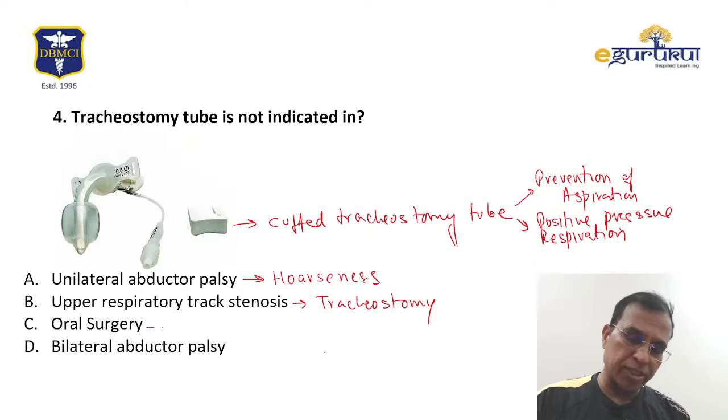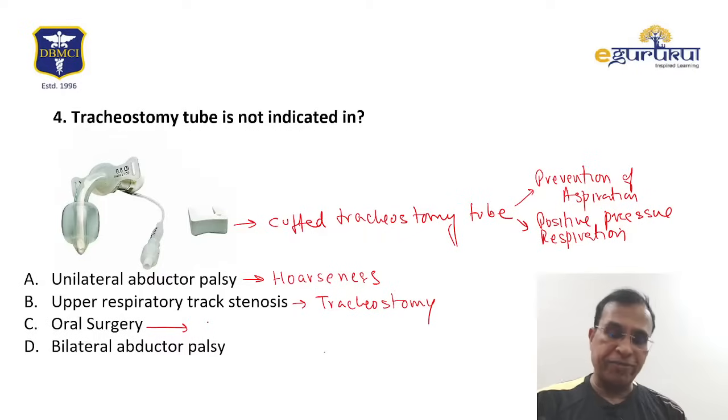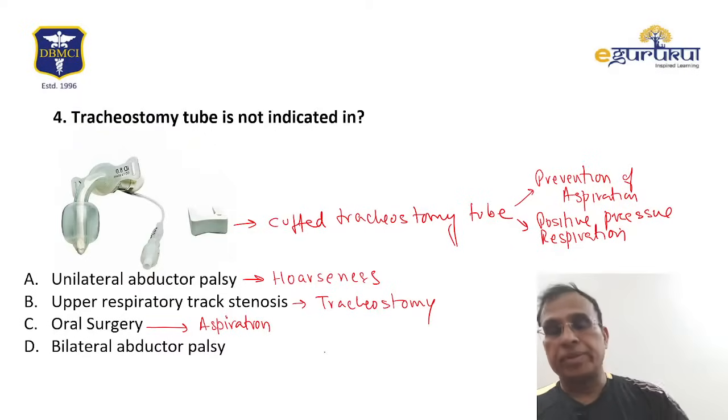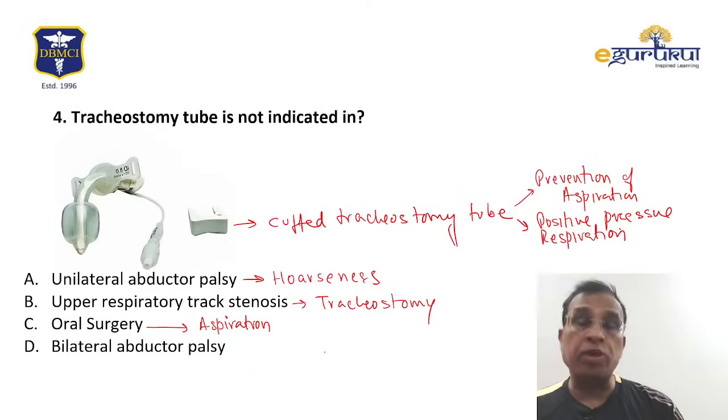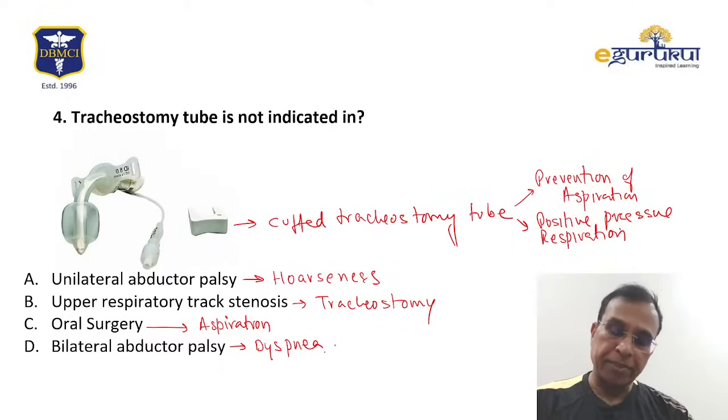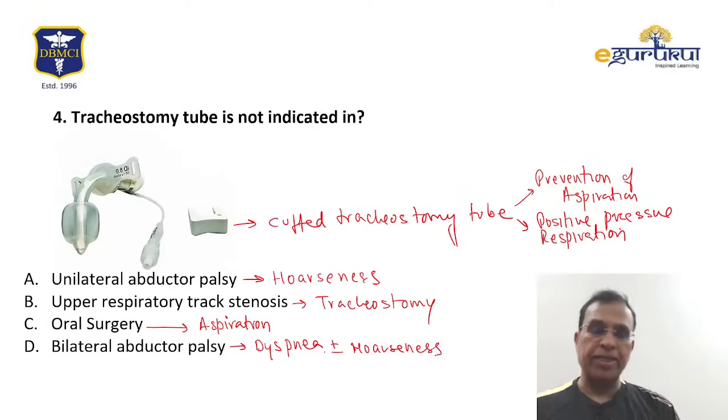In oral surgeries, because you might have to prevent aspiration, it could be a problem, and that's why you might have to use a cuffed tracheostomy tube. In bilateral abductor palsy, the patient may have dyspnea, which is breathing difficulty, and plus minus voice change, hoarseness, mild voice change, but mainly it is dyspnea.